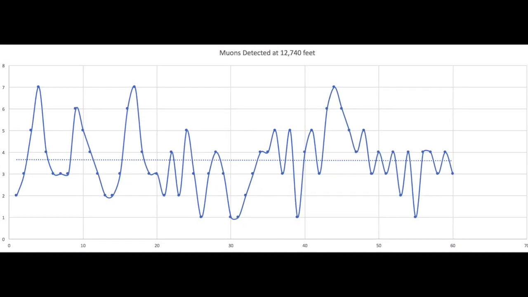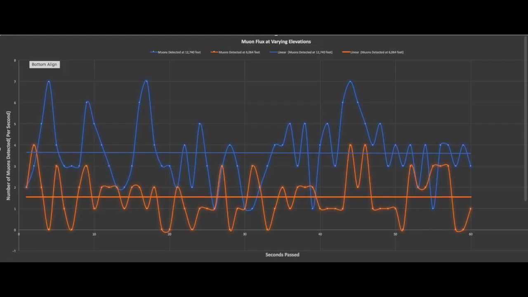Combining these two pictures gives us this graph here, and we can clearly see that the blue is the higher elevation of 12,740 feet, and down here in the orange we are on campus at 6,040 feet. You can see that the blue remains almost entirely above the orange throughout the 60-second interval, and the linear bar shows that it is almost a difference of 2 muons per second. This flux will then later be explained by time dilation, as the muons are required to travel that distance without decaying.